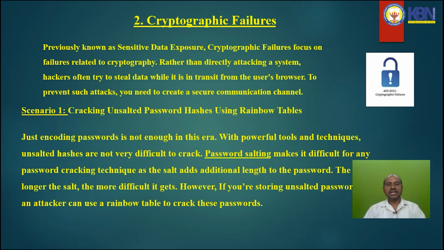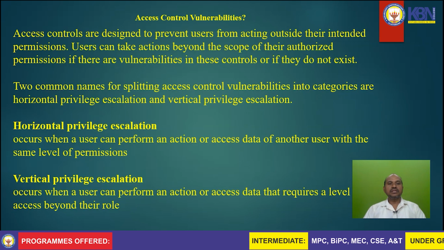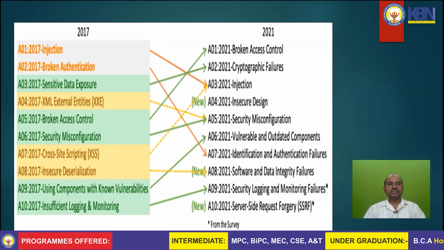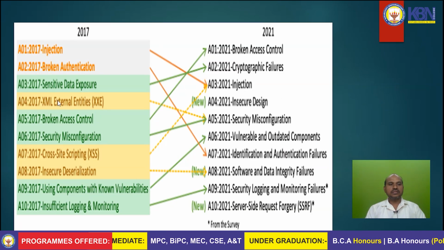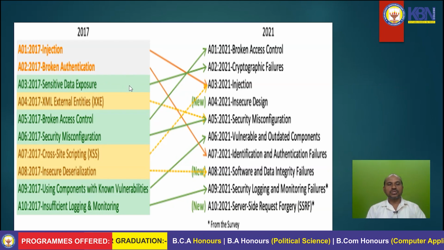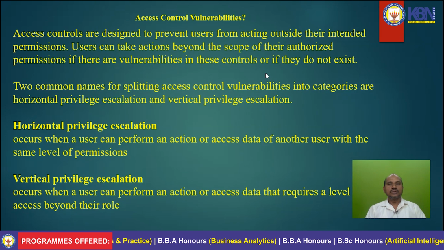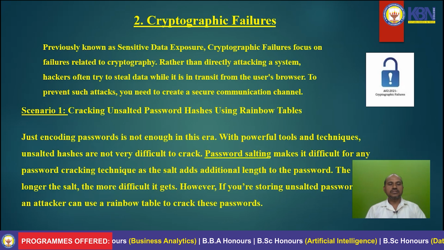The next one, the second one, is cryptographic failure. Previously it was called sensitive data exposure. In 2017 it was sensitive data exposure, and that name was changed in 2021 to cryptographic failures. So here we are going to discuss cryptographic failures.